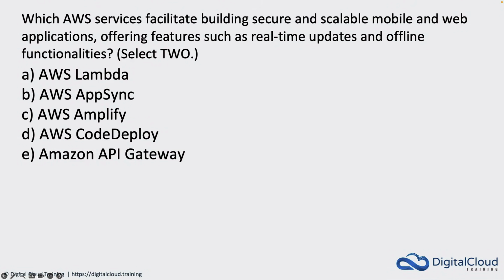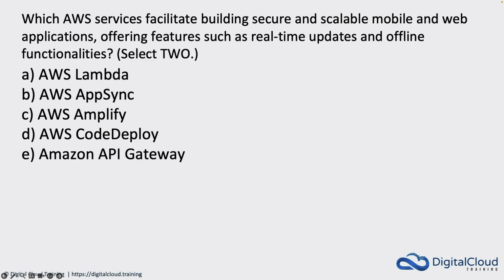Okay, so let's go through this question. Which AWS services facilitate building secure and scalable mobile and web applications offering features such as real-time updates and offline functionalities? A little bit tricky here because obviously that's a fairly complex use case. I think that's more into the realm of application development.